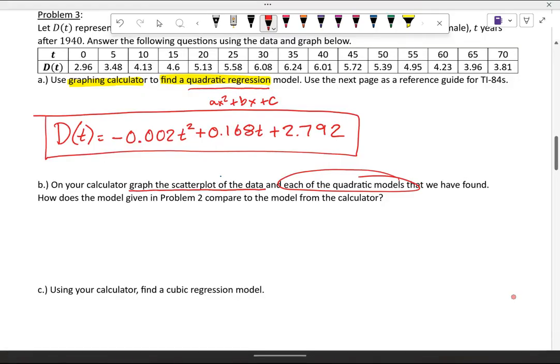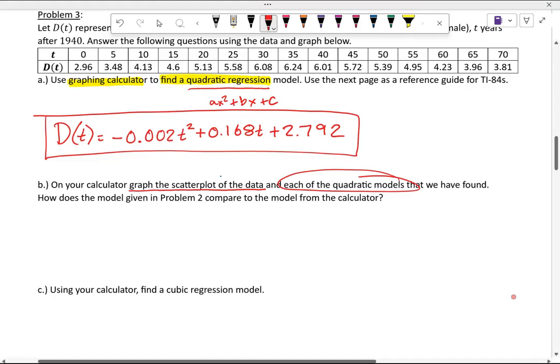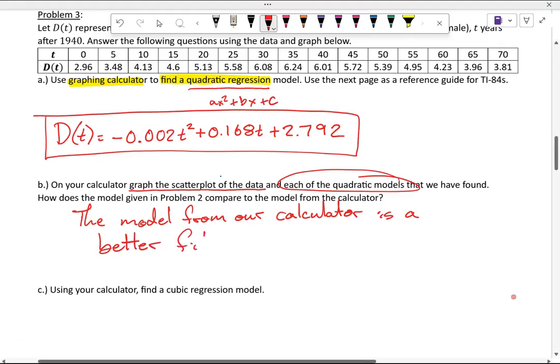So let's go ahead and put that in our notes. It says, how does the model given in problem 2 compare to the model from your calculator? The model from our calculator is a better fit.